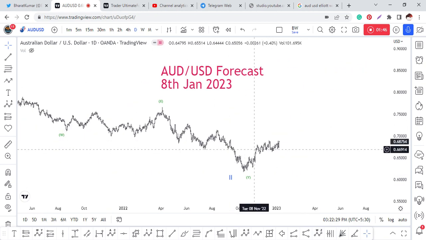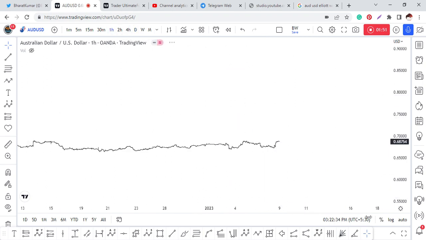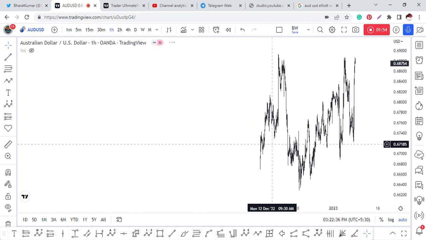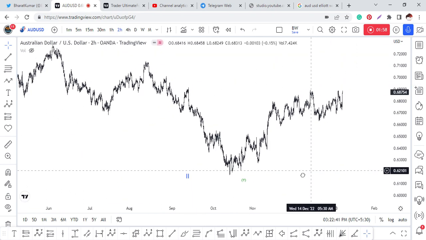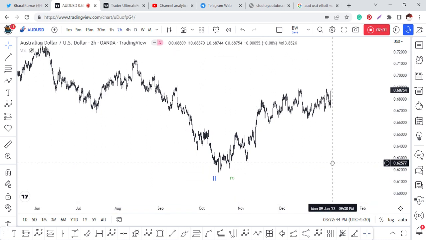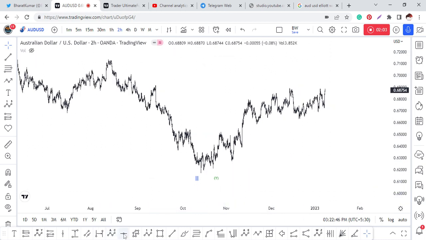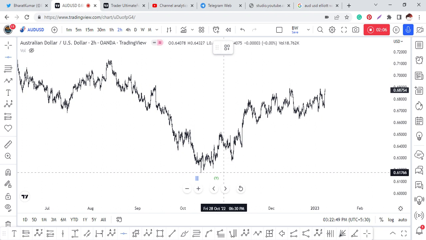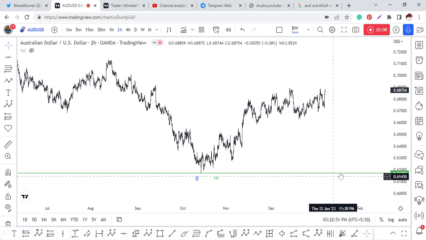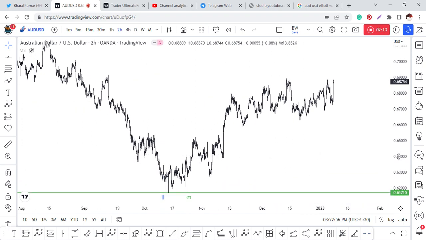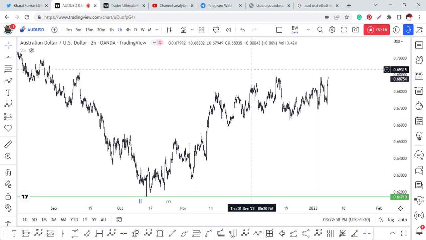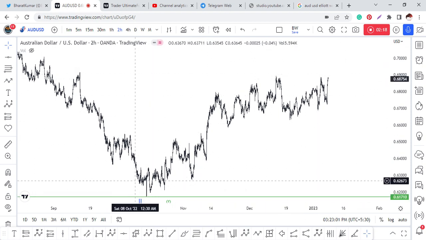So let's see inside this wave. We go inside the hourly time frame. This point is our prior low, so I'm putting one line. Now let's analyze this wave. You can see by naked eyes.